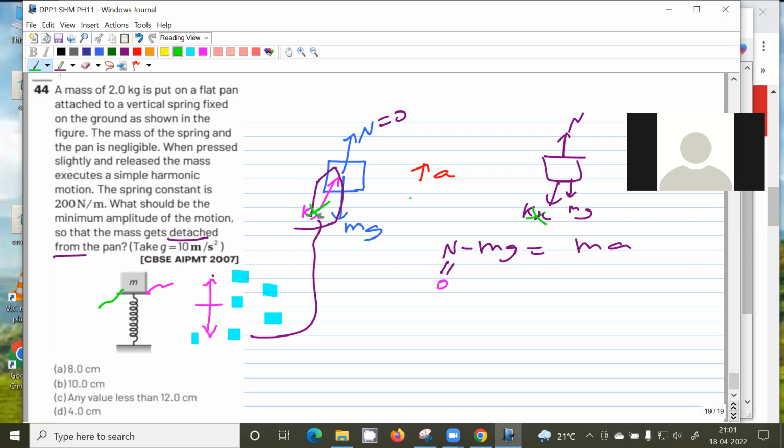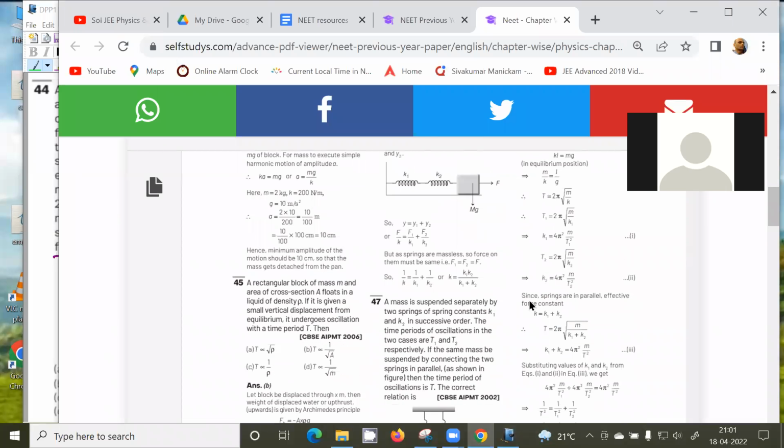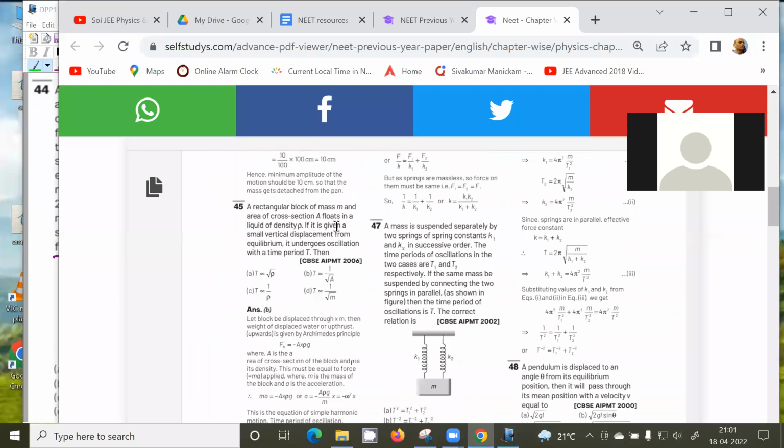And this acceleration will become a function of x, this will depend on k. So that will give a relation between N and k. So I'll get back to this later. Okay, this is also a standard question.